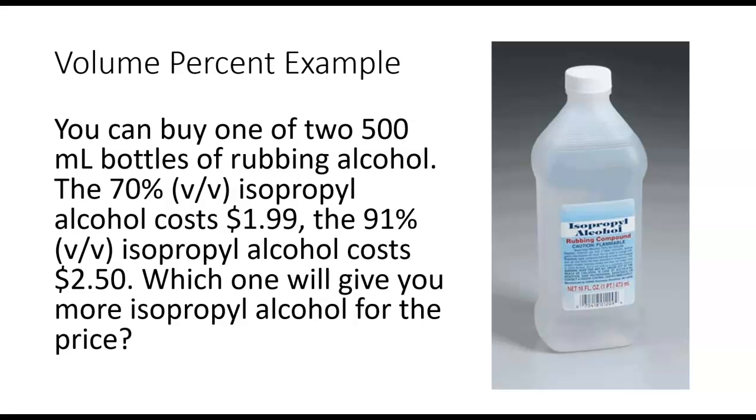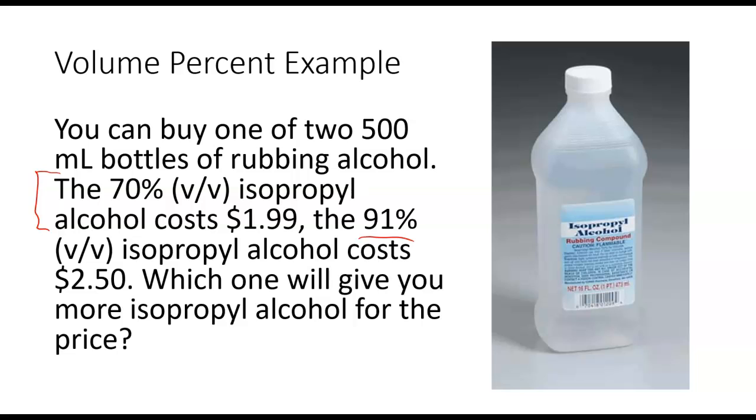This could be an important thing if you were trying to make a solution to kill off viruses, because you have to have a certain percent alcohol to be able to kill those viruses. Depending on where you're looking, between 60 and 70%. So if you want 70% isopropyl alcohol, sure, you could just buy that bottle and it'd be ready to go. Or maybe that 91%, if you just add a little water to it and dilute it down to 70%, maybe that's a better buy.